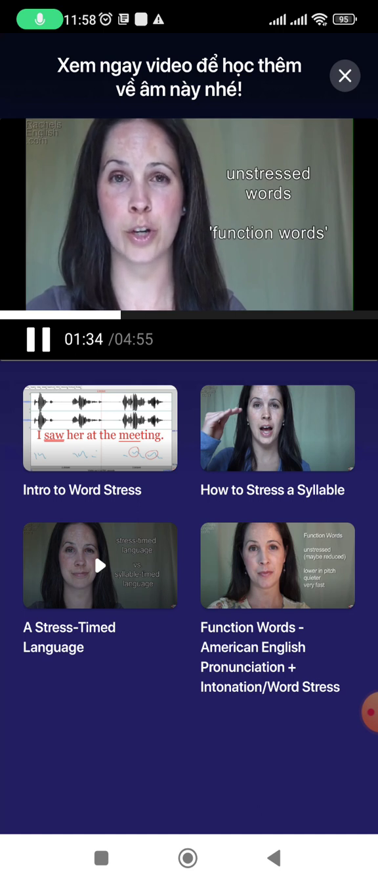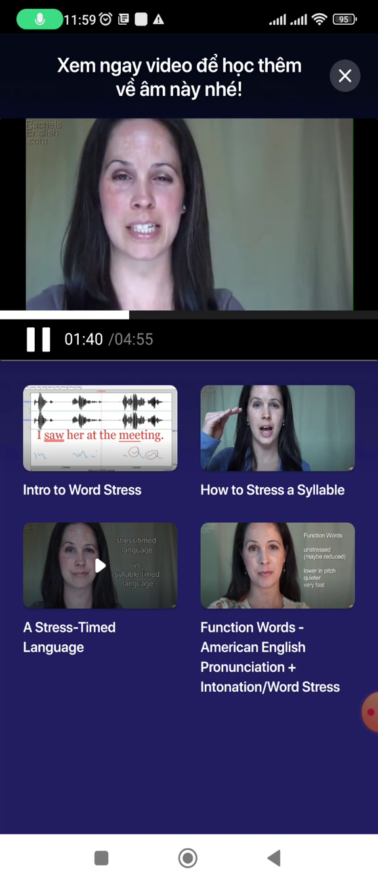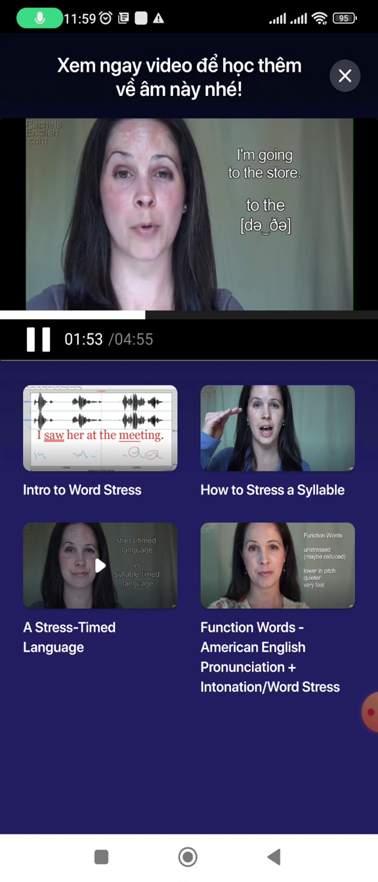When those function words are part of a whole, part of a sentence, they are pronounced differently. Let's look at some examples. Did-a. Did-a. Do you know what I'm saying? A native speaker might not either, but in the context of a sentence, I'm going to the store. A native speaker would know exactly what I was saying.